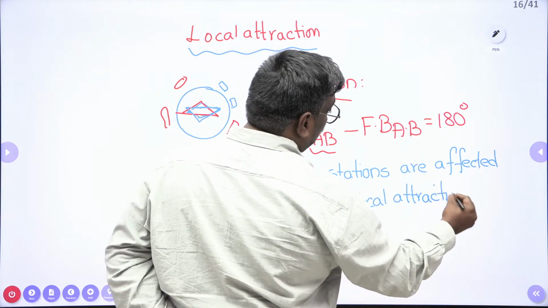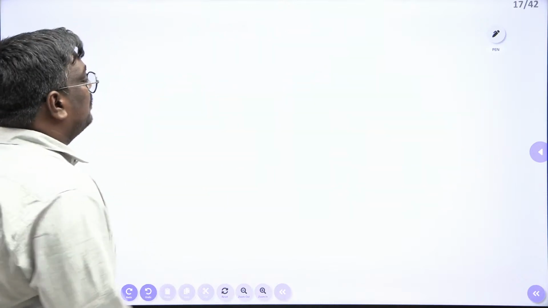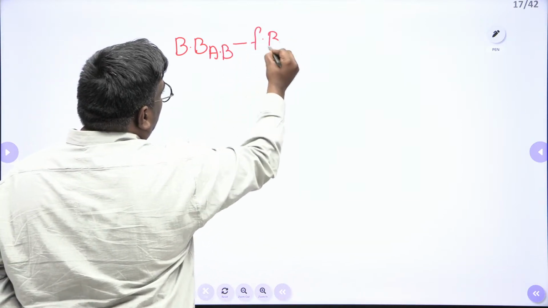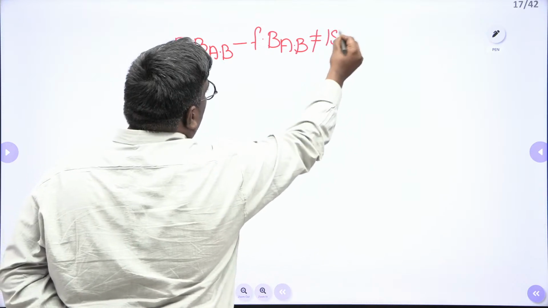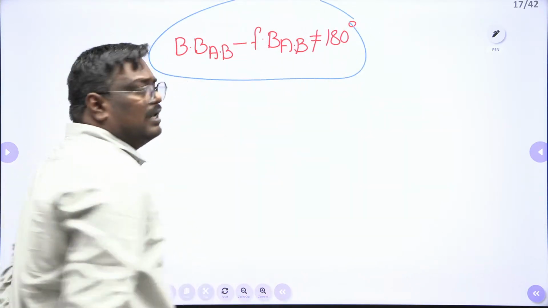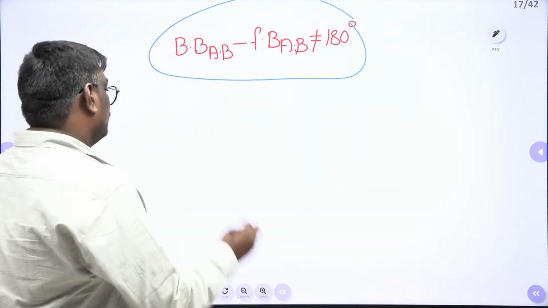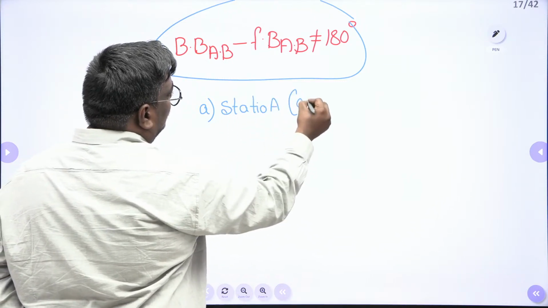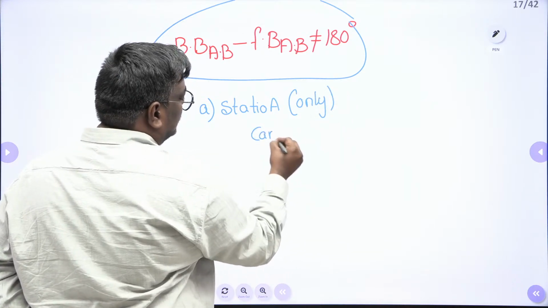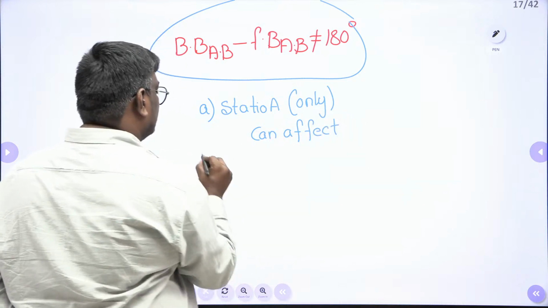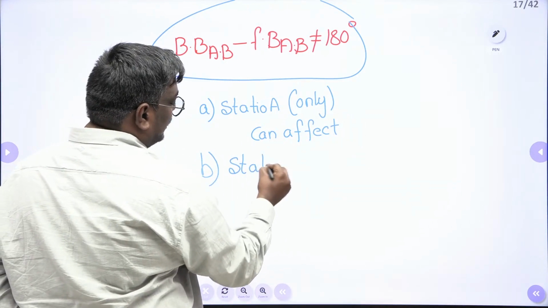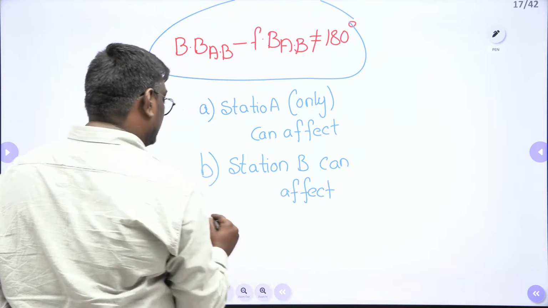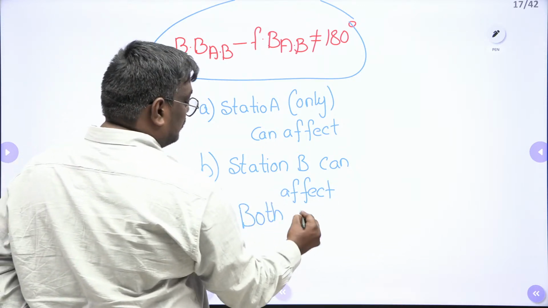There is another important point. If back bearing AB minus fore bearing AB is not equal to 180 degrees, I will tell you 3 important concepts. The first one is that only station A can be affected. Or you can say only station B can be affected. Or both stations A and B can be affected.